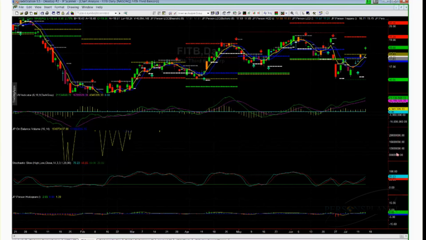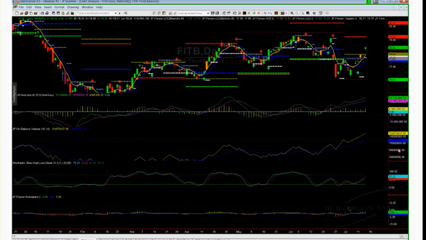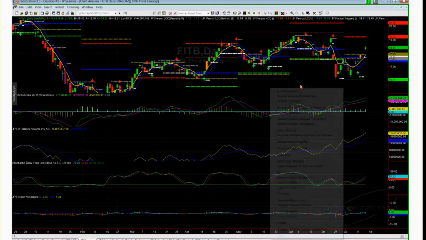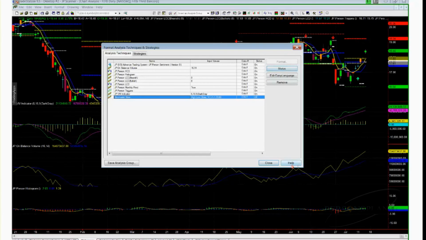So let's get started on Scan 5 and define what Scan 5's premise is based off. The first thing I'm going to do is go to format analysis, and I'm going to get rid of stochastics. I'll just turn it off. What the heck. All right. And remind me to turn it back on. It's going to hurt my feelings to do this, but I'm going to turn it off.